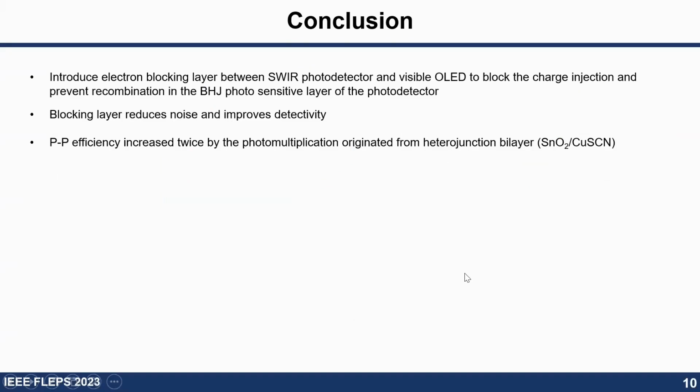So we introduced the electron blocking layer between the SWIR detector and the visible OLED to block the charge injection and prevent the recombination in the BHJ photosensitive layer of the detector. Also, blocking reduces noise and improves detectivity, and the photon-to-photon efficiency increased twice by the photon multiplication originating from the heterojunction bilayer.